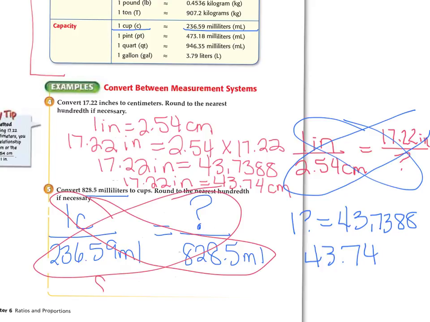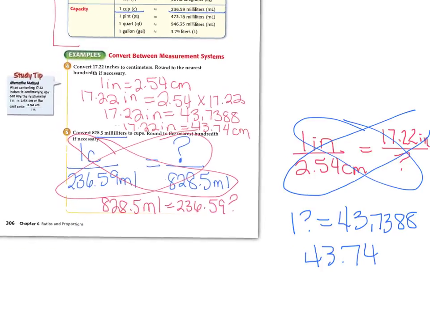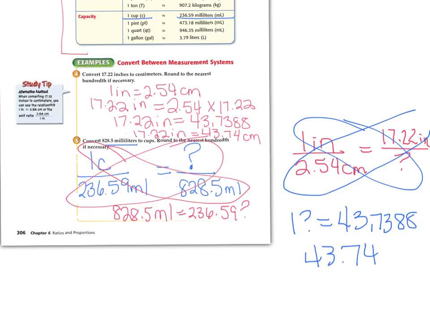We end up with 828.5 milliliters equals 236.59 times the question mark, right? That's our variable in this case. So to get the variable by itself, you need to divide. So you would do 828.5 divided by 236.59, and you will end up with 3.5 cups. And that would be your final answer.